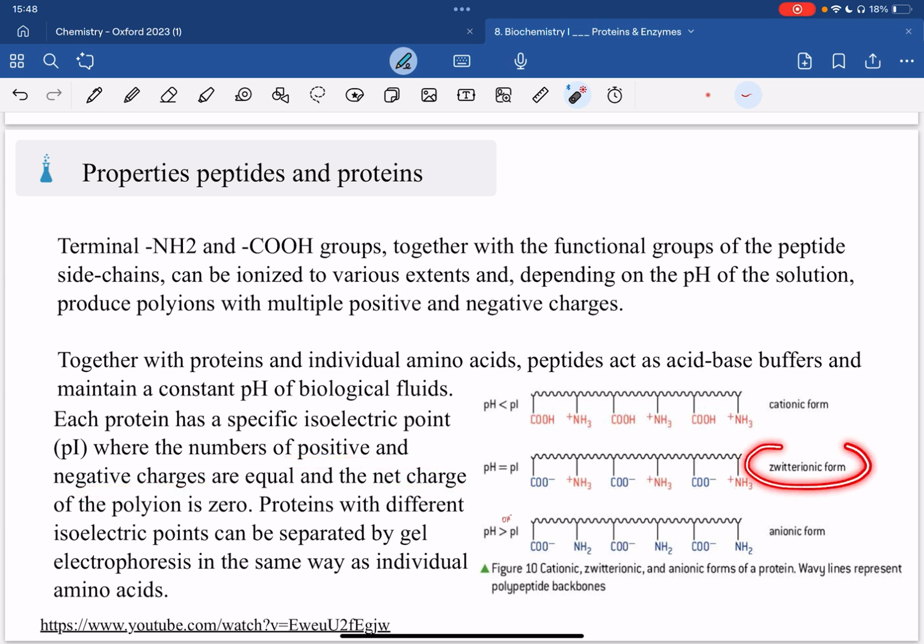For example, this is the zwitterionic form, and this is the isoelectric point. Take a look at the number of negatives and positives: three negative and three positive. So the overall charge should be zero for isoelectric points. But for the cationic form, the pH is less, and in the anionic form the pH is more than the isoelectric point.